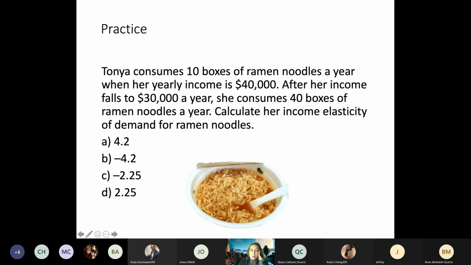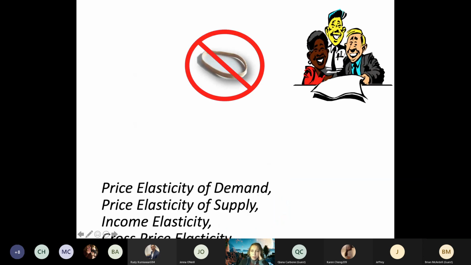So unless specifically stated to use midpoint, you can use a normal formula. I don't think you'll ever be confused with that.